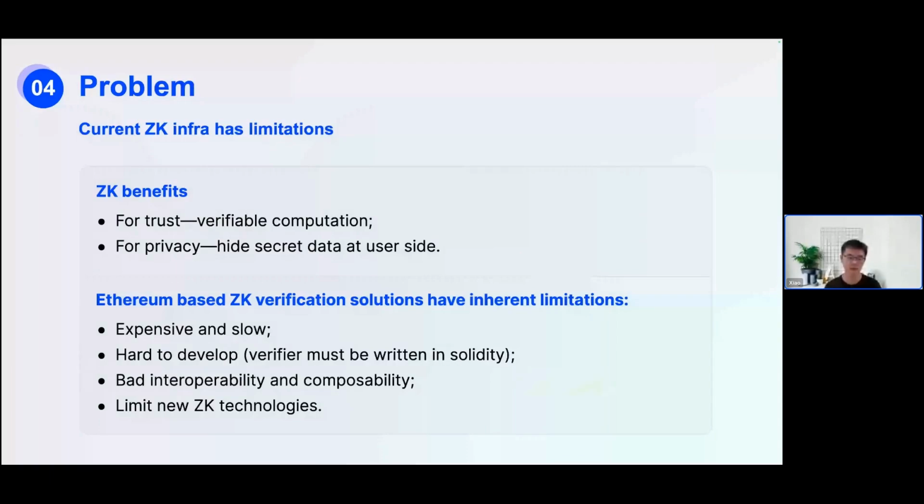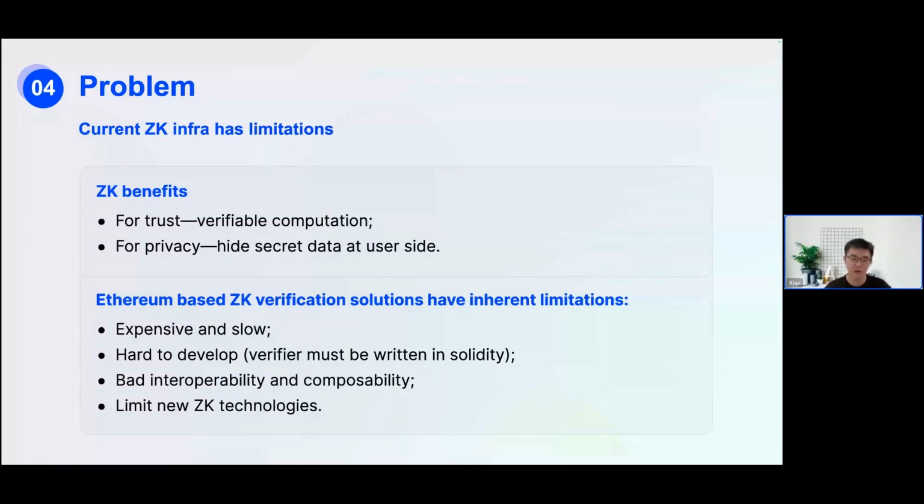And the proof verification is hard to develop because the verifier, which runs in Ethereum as a smart contract, needs to be written in Solidity. Solidity is not such a good language to program something to verify zk proofs, so it's hard to develop.